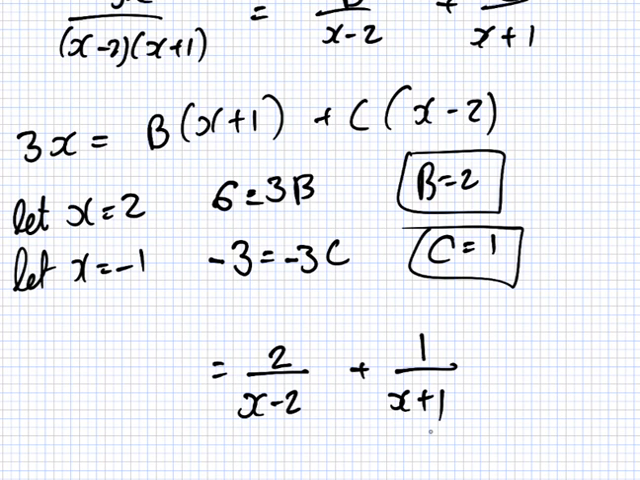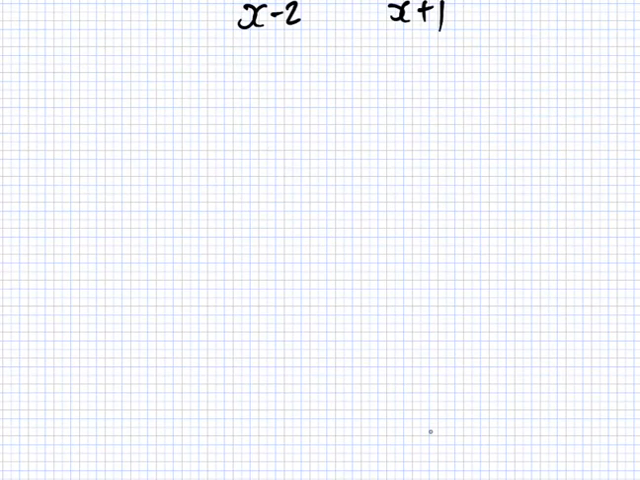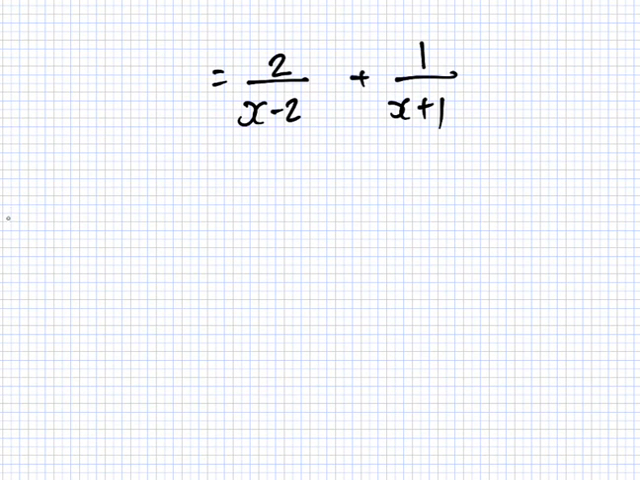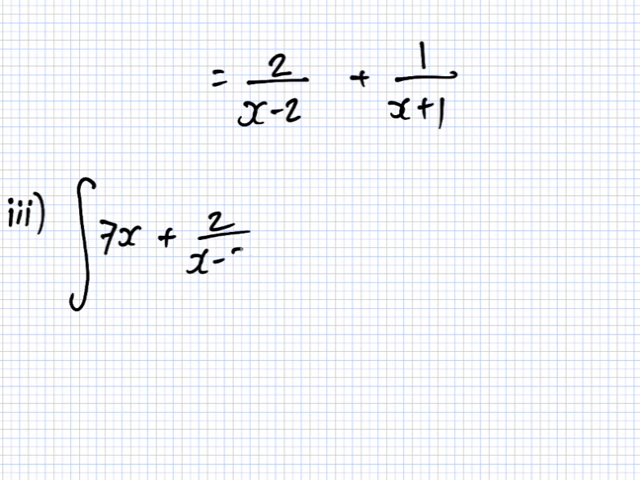It's actually not that bad of a question. Can I go to the next part? Yep. So part 3 is they want you to integrate, which is a normal thing, as you know from past papers. After you get your partial fraction, then they'll want you to integrate. So this will be 7x plus 2 over x minus 2. Yes?